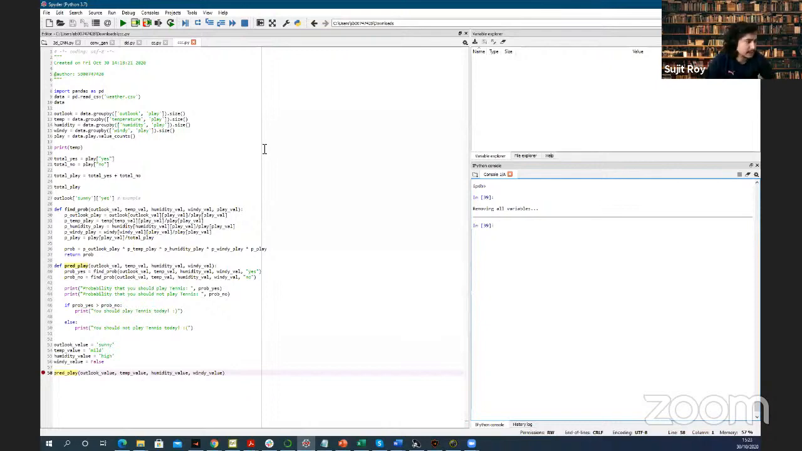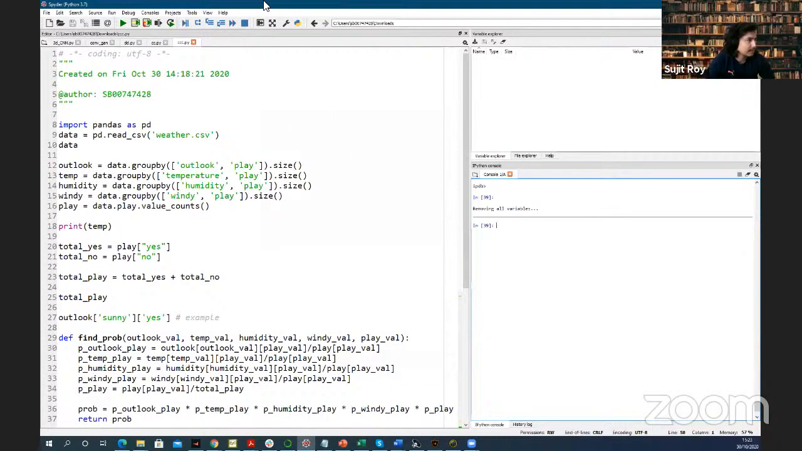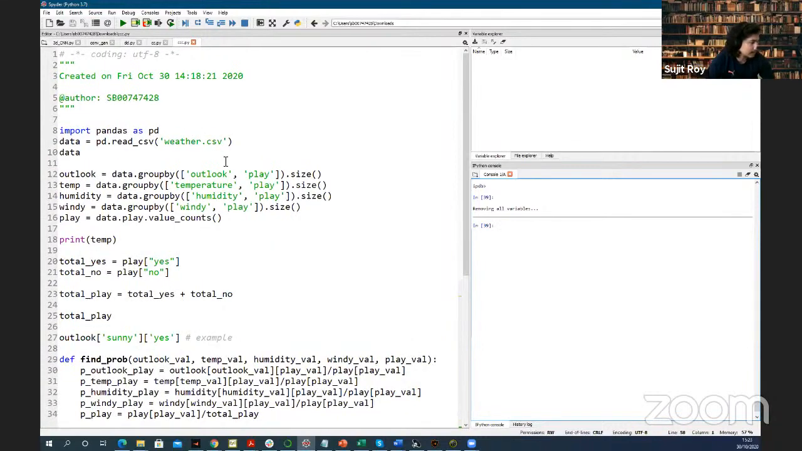Everybody can see my screen? I'll zoom it without you telling me. I hope everybody can see this now. Perfect. So is it visible to everyone? Can you just give me a thumbs up?